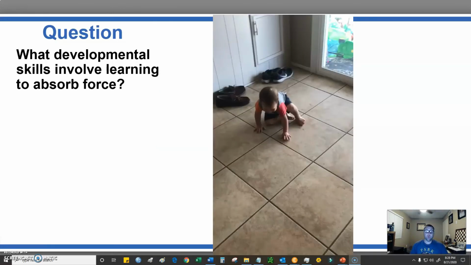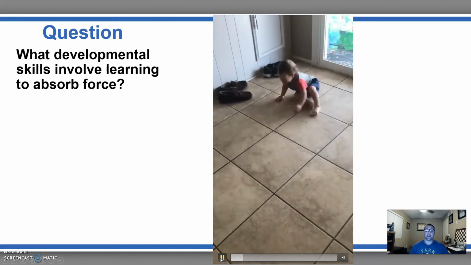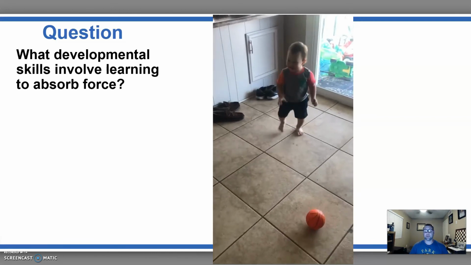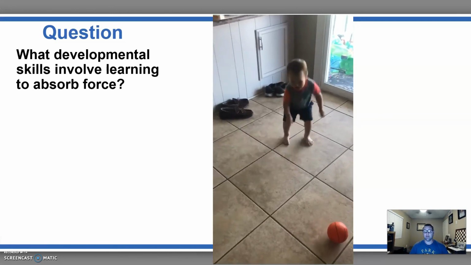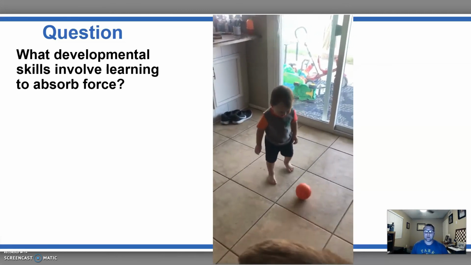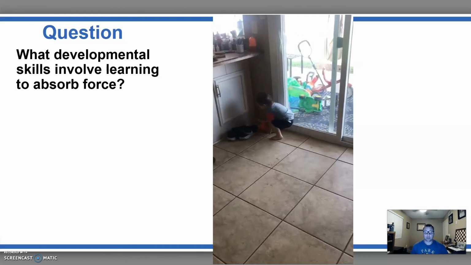Developmental skills that we have to use to learn to absorb force. Whenever Mason is jumping, he's not able to absorb the force of landing. That's why he's falling or stumbling. He can't adequately absorb the force to maintain his balance.